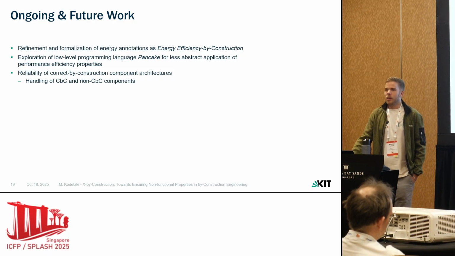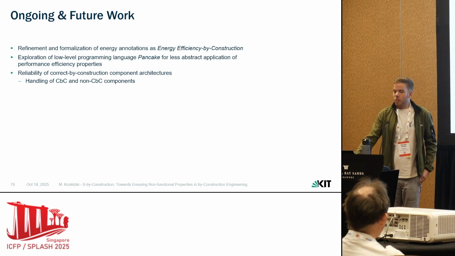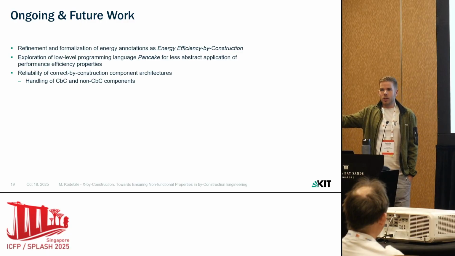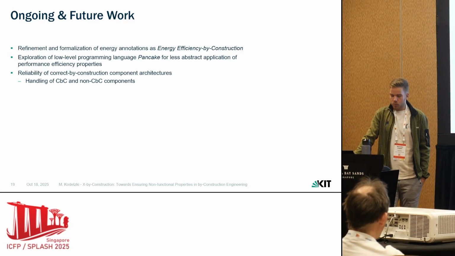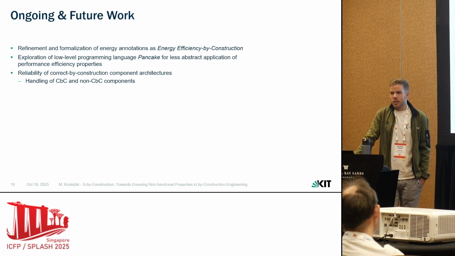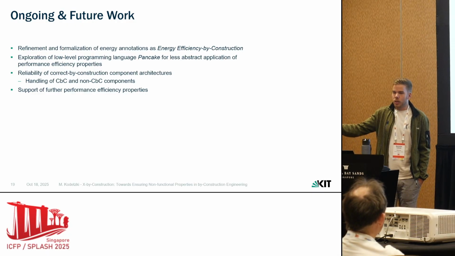Now you could say, okay, we have a program that is already proven correct. How should that not be reliable? We are abstracting from the program level to a component level. So imagine you have components that are constructed using CBC or some other formal verification technique, but there might be components that you didn't verify, that are maybe just tested or even learned components. How would that look like? And finally, the other performance efficiency properties, memory, time, and so on.